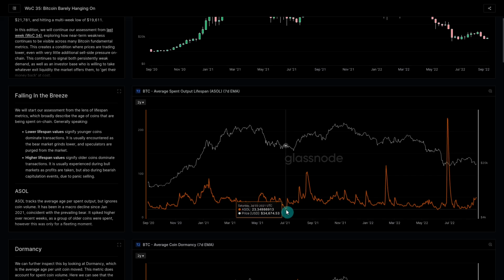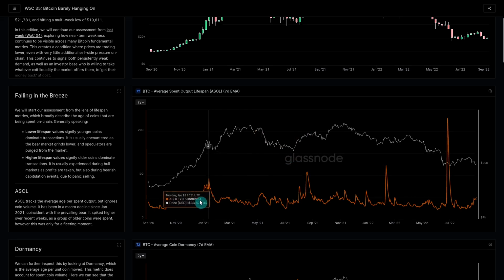So when we're looking at lifespan metrics, we typically have to look at them in a few different sets. And we're starting with ASOL, and then we're next going to look at Dormancy, which does consider coin volume, and we'll see how they distinguish each other. So you can see that typically during bullish markets, during the 2021 phase, during the August rally that we had back here in 2021, we typically get an uptick in ASOL. This means older coins are coming back to life. They're being spent at a larger majority.